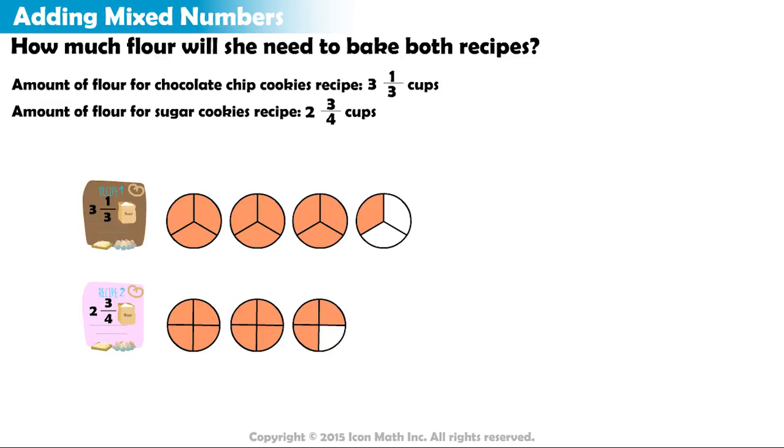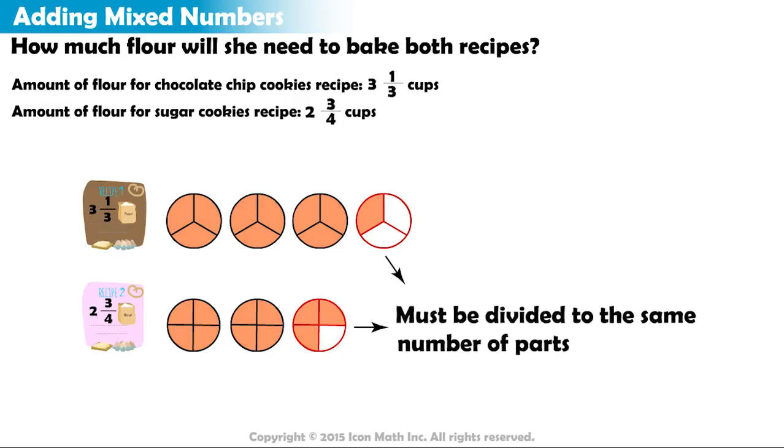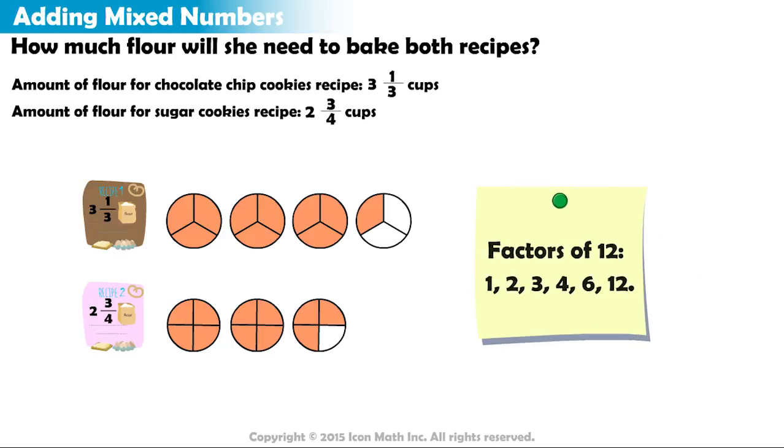As you may recall, to add fractions, we need to have a common denominator. This means our fractional parts have to be equally sized in order to combine them. So we can't combine 1/3 and 3/4 until we find a common denominator. Notice that both 3 and 4 are factors of 12. This means we can rewrite both fractions so that their denominators are 12.